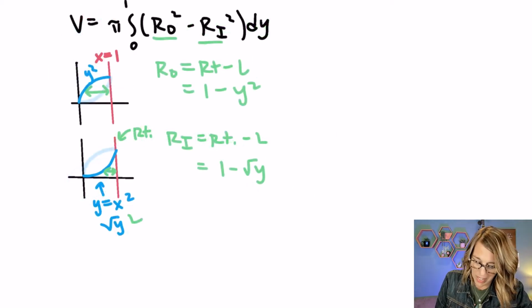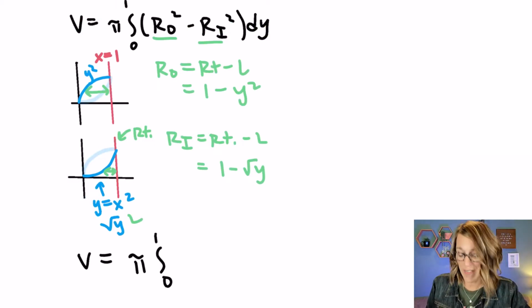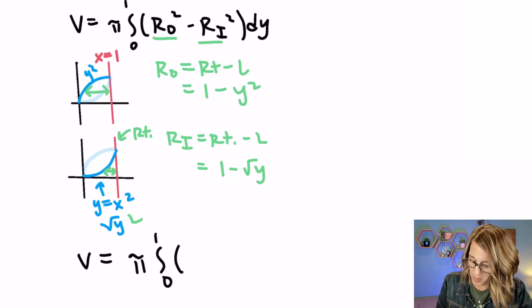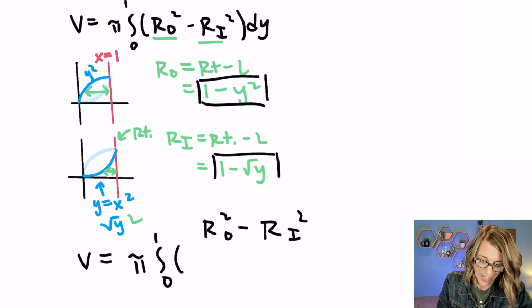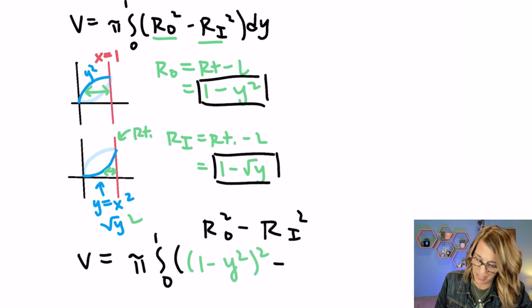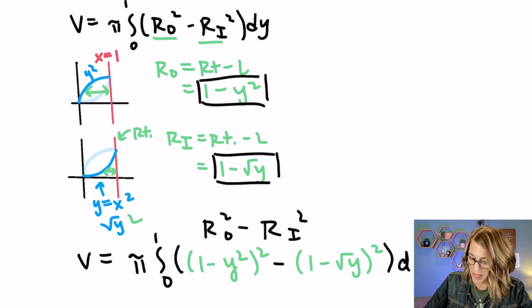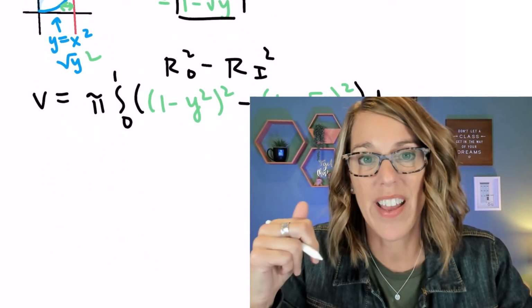Back into our volume formula, we've got the volume is equal to pi integral from 0 to 1. These are y values. Inside the parentheses, we're going to put our outer radius squared, which is here, minus our inner radius squared, those are both squared, which is here. So we get 1 minus y squared, all squared, minus that inner radius, which is 1 minus radical y, all squared, and then dy.